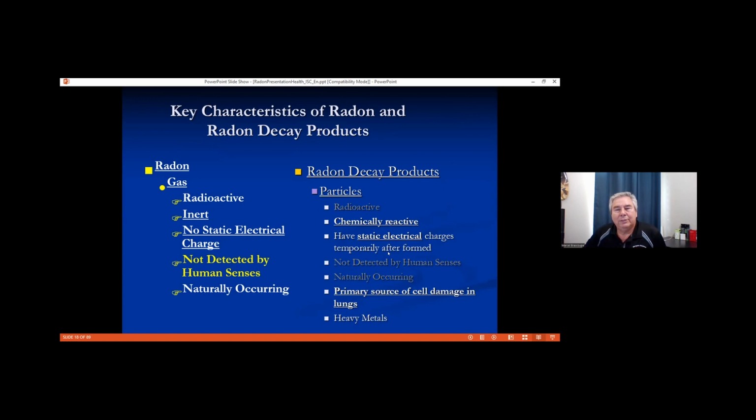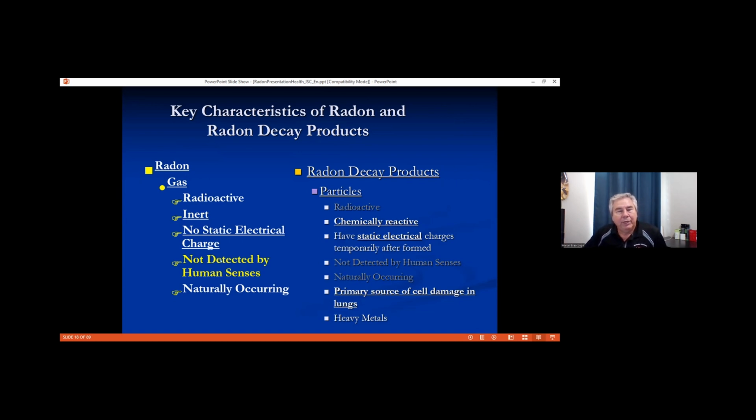And what that does is that once they're formed, because they have a charge, it's like a magnet that has a specific charge. It has a tendency of staying stuck to surfaces. So as an RDP, it may stick to your clothes, to the table, to the ceiling, to the walls, to the chairs, filing cabinet, etc. Anything it can get close to, because it has a static electrical charge, it'll stick to that surface.